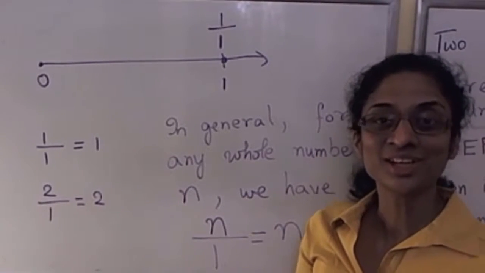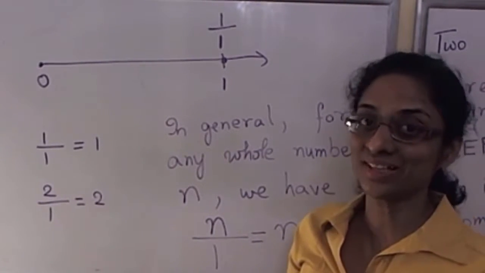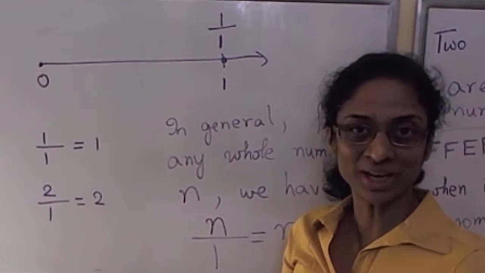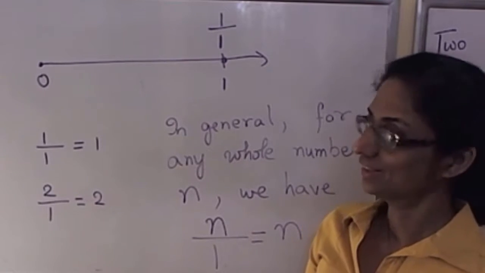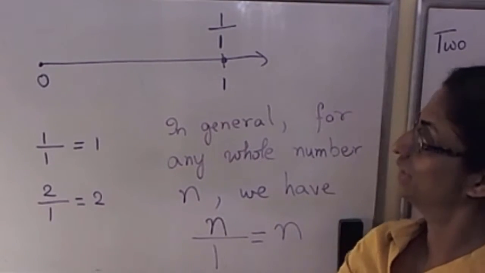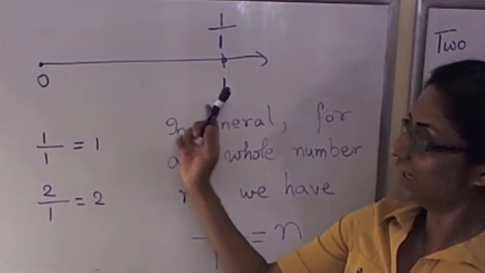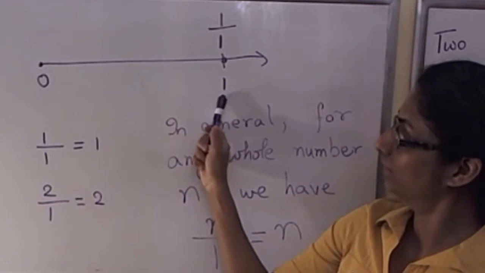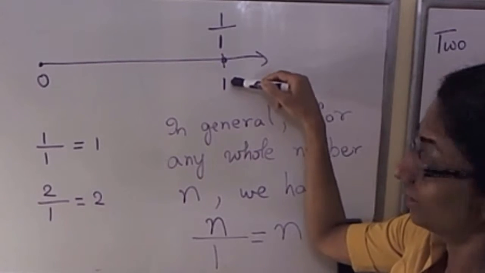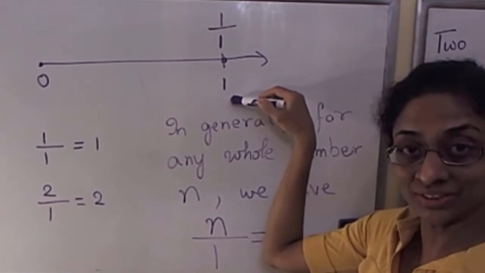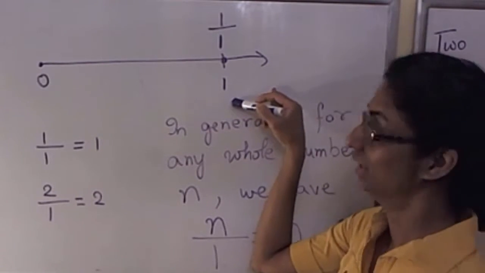Hello everyone. Today's topic is cancellation law for fractions, but I want to quickly review over some simple things. So let's see what I have here for you. I have the number line. I've only marked off 0 and 1, and clearly this point 1 can also be written as a fraction. Do you see why? Let's see.